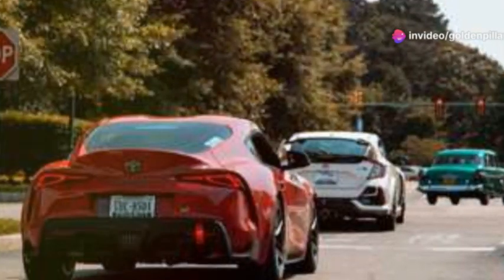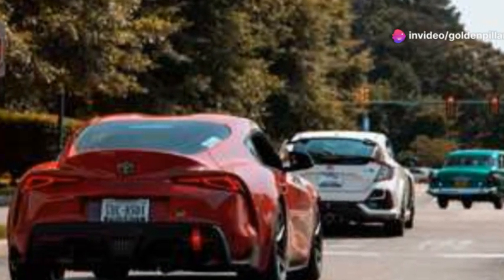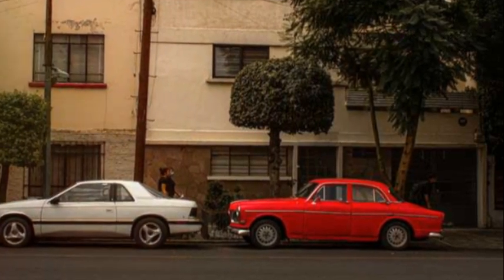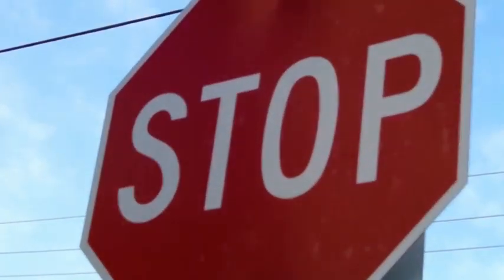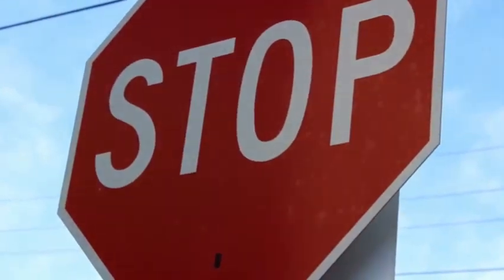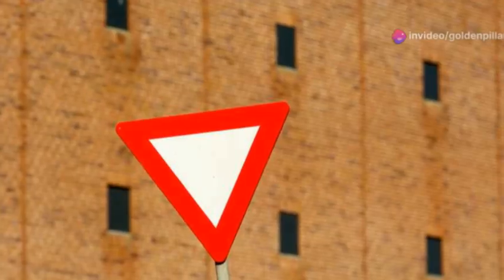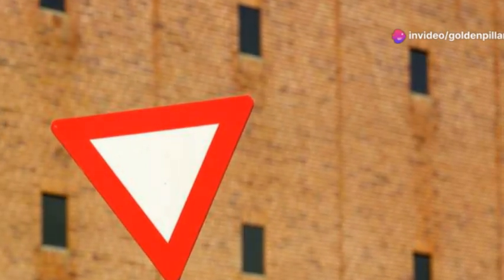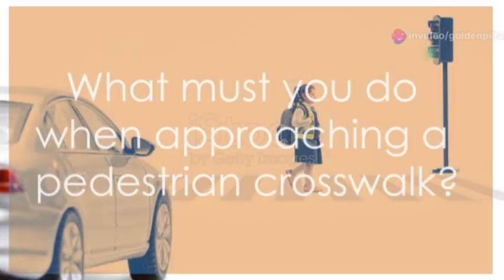At a four-way stop, the first vehicle to arrive has the right of way. If two vehicles arrive at the same time, the vehicle on the right has the right of way. Always come to a complete stop and make eye contact with other drivers to ensure they see you. If you're unsure who has the right of way, it's better to yield and let the other driver go first.